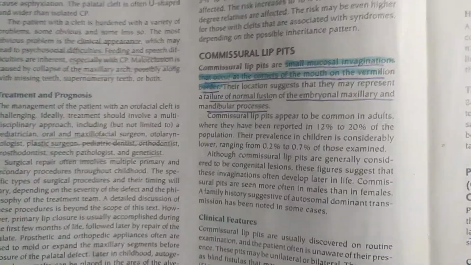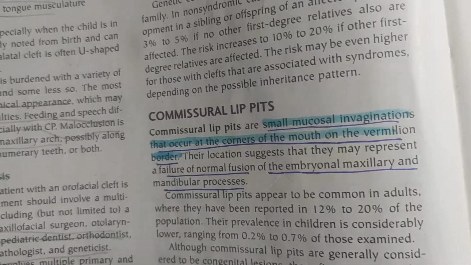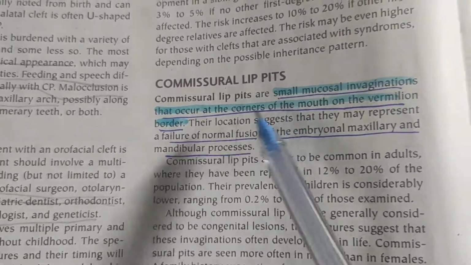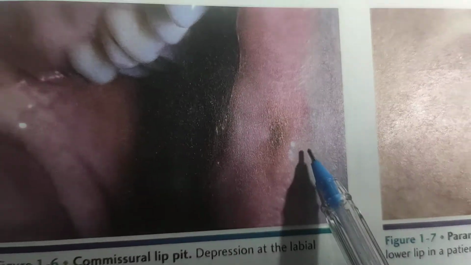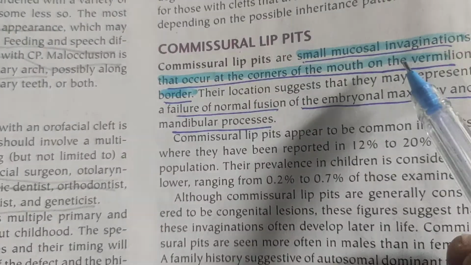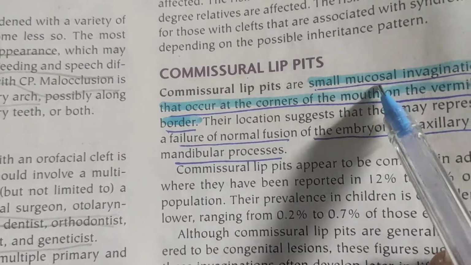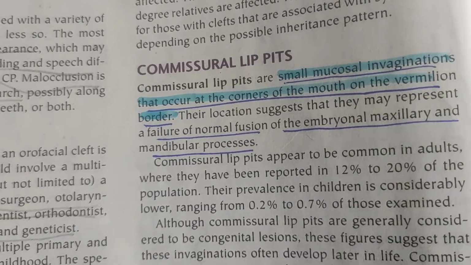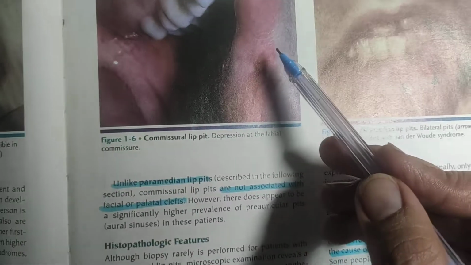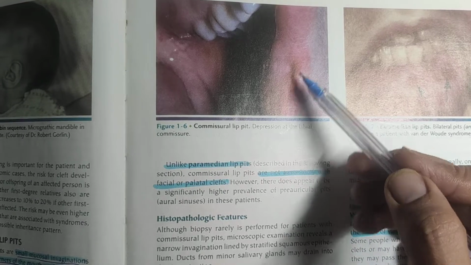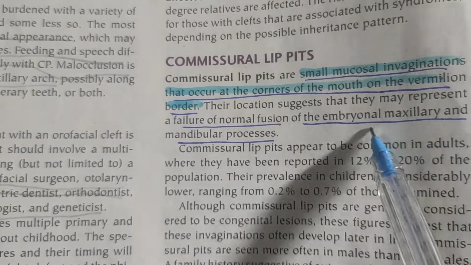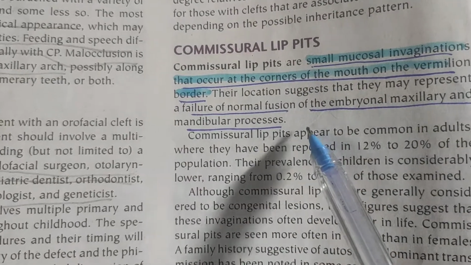So now we are going to read about lip pits. In lip pits, this is the diagram of a lip pit. I'm showing you from the book only. Lip pits are small mucosal invaginations that occur at the corner of the mouth, on the vermilion border. And why does it happen? It happens because of the failure of normal fusion of the embryonal maxillary and mandibular processes.